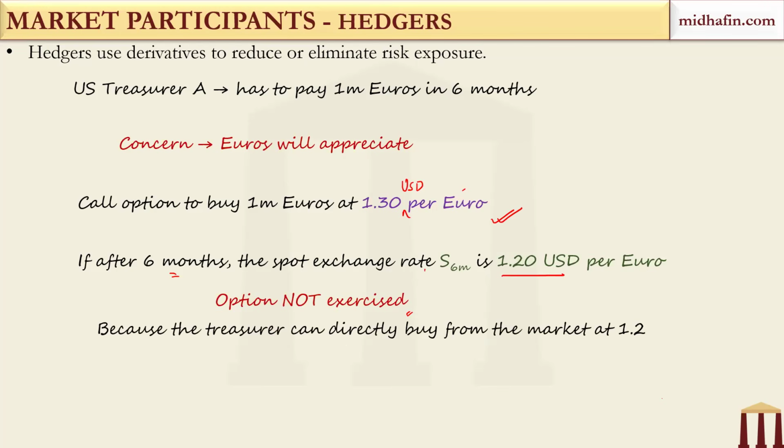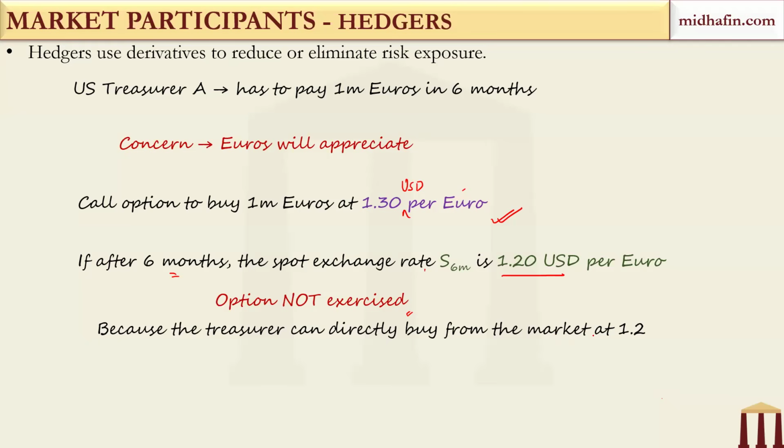Of course the option premium is lost, but the main motivation behind hedging is still risk management. It's not to gain extra profit. So even if there has been some virtual loss in terms of premium, it's still a good decision. The hedging instrument might be something else, but in terms of risk management, it's still a good decision, even if a virtual loss has been suffered. Got it? Because the concern was appreciation of the euro, not depreciation.